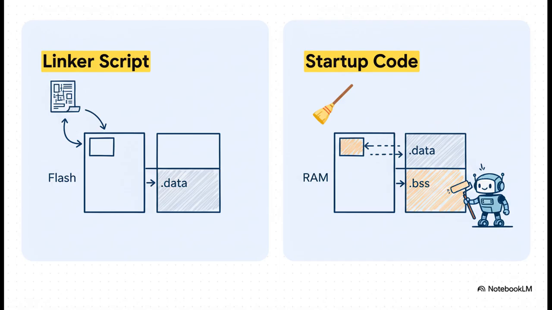Then you have the startup code. This is the janitor or the setup crew. It's a little bit of code that runs before main, reads that blueprint, and does all the setup work. It copies the initial values for .data from flash into RAM, and it wipes the whole .bss section with zeros.